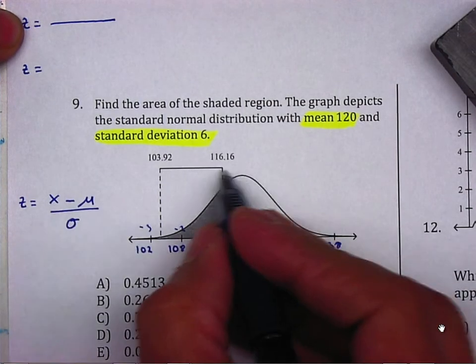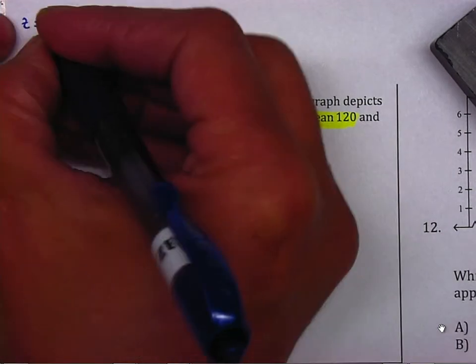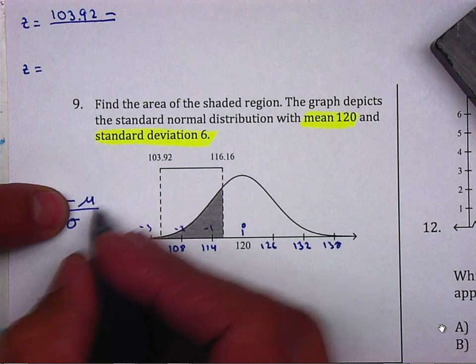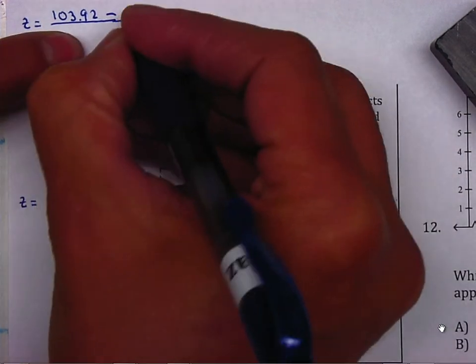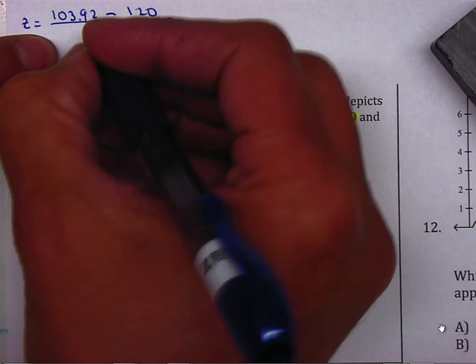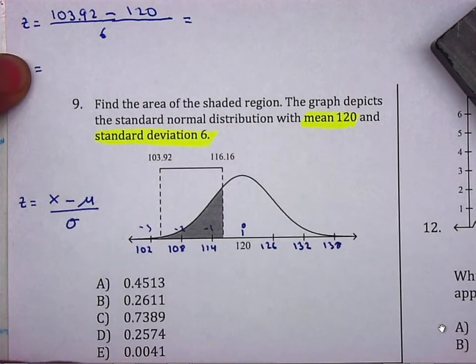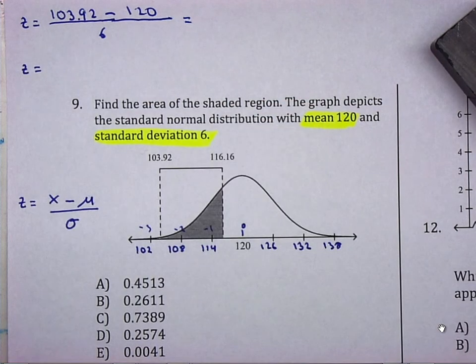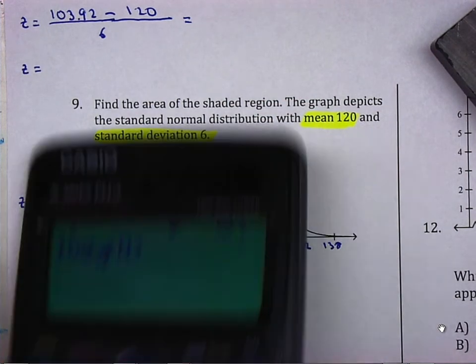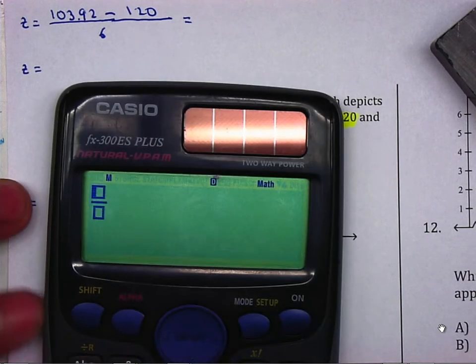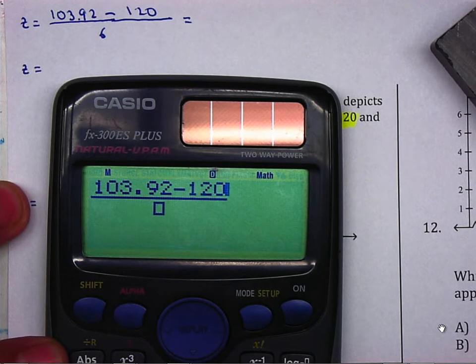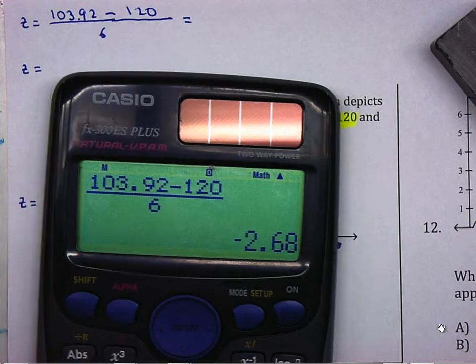X for the first one will be 103.92 minus your mean, which is 120, divided by your standard deviation, which is 6. And now I'm going to use my calculator to type that in. And you guys will be able to use your calculator for the test. So I'll use my fraction bar. It will be 103.92 minus 120, and I'm going to divide by 6. Negative 2.16.